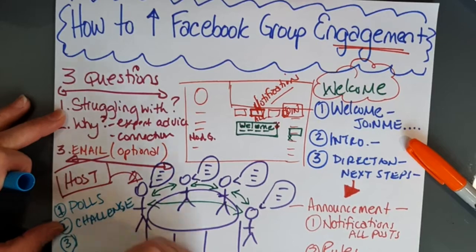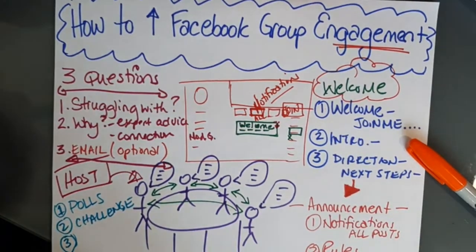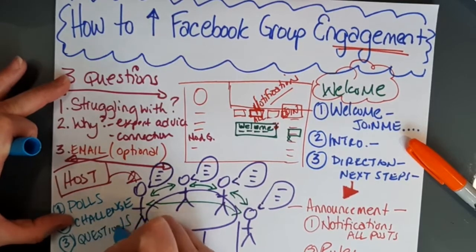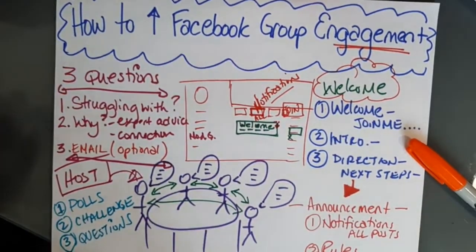It takes a little more time, a little more details and items that go into creating a challenge, but you can do that, and it does really increase engagement in a Facebook group. And the third way that I like to increase engagement is by asking really thoughtful and provoking questions. So questions that get people thinking, but that are super easy to answer.